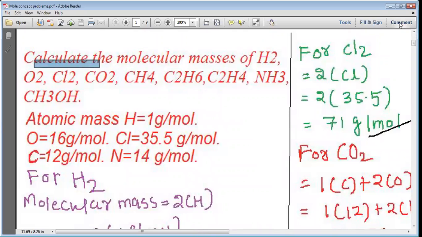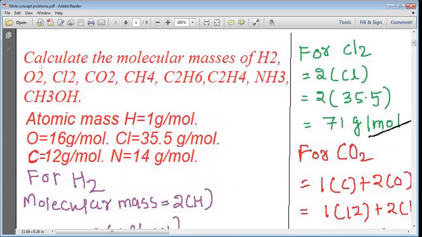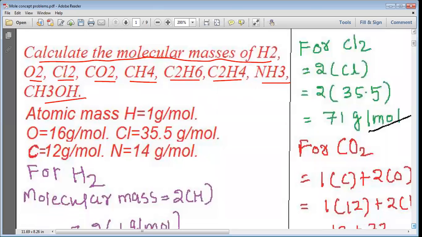Calculate the molecular mass for these various molecules. These are your in-text questions even, my dear students. Calculate the molecular mass of hydrogen, oxygen, chlorine molecule, carbon dioxide molecule, methane molecule, ethane molecule, ethene molecule, ammonia molecule, and ethanol molecule. Let's move forward.